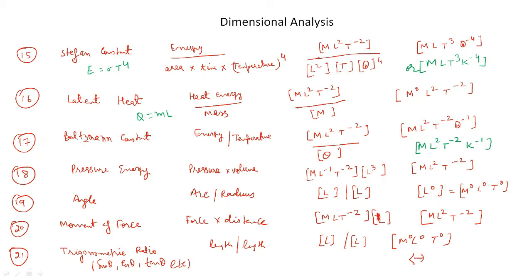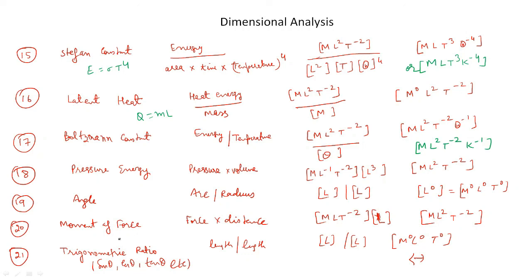Then angle is defined as arc upon radius. It is length, it is also length, so it will have no dimension, or it is called dimensionless. Then moment of force, it is defined as force into distance, so it will have the dimension formula MLT to the power minus 2 into length, so it becomes ML square T to the power minus 2.